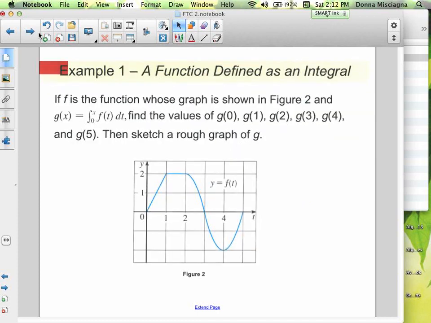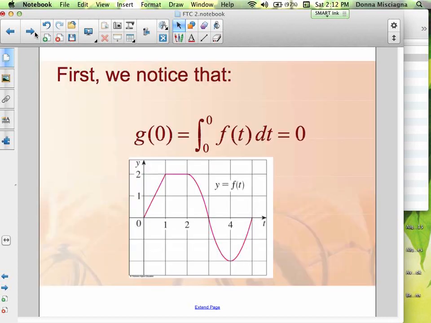All right, so if f is the function whose graph is shown in figure 2, and g of x is the integral from 0 to x of f(t) dt, we want to find the values of g of 0, g of 1, g of 2, g of 3, g of 4, and g of 5, and sketch a rough graph of g. So here we have graphed our derivative, right? We're integrating, so we have graphed there the derivative. This lesson does break it down step by step each page. So I can go over the steps with you.